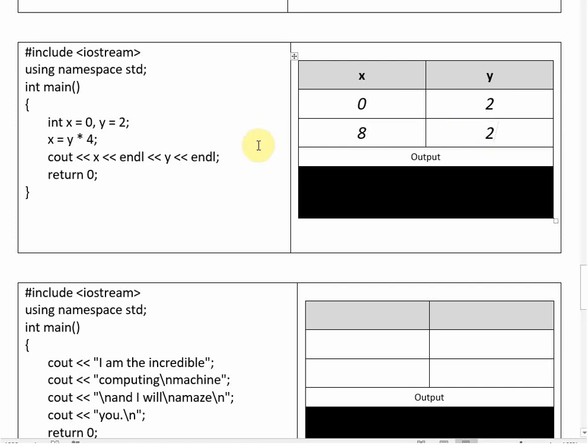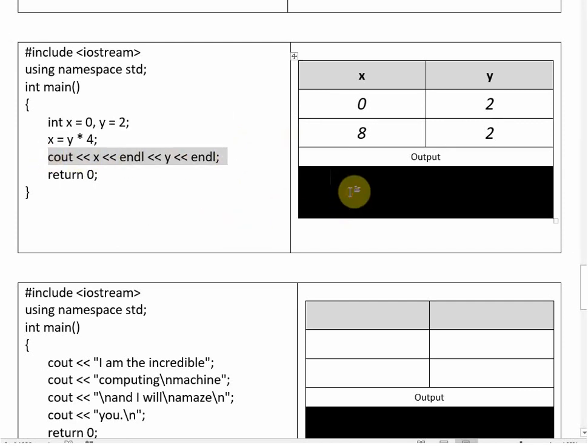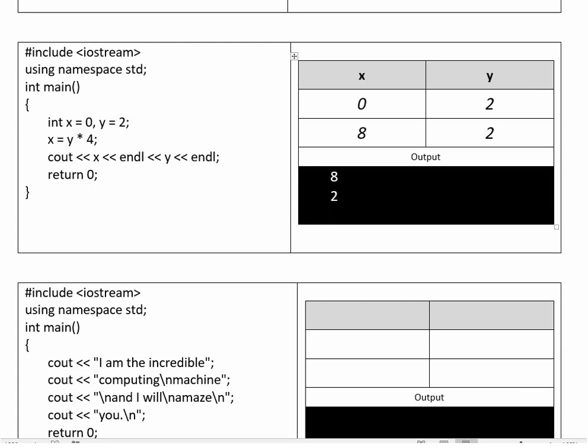Now that brings us to the cout statement, where we're going to display the value of x, which is 8. Press enter, that's what the endl says, and then display the value of y, which is 2, and press enter. And so the return 0 tells us the program is now terminated.